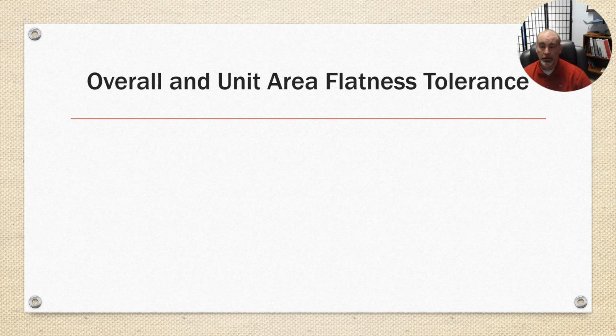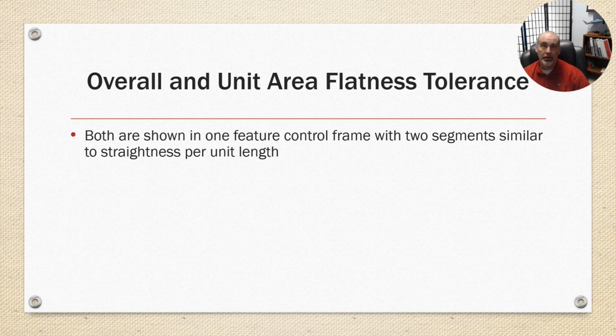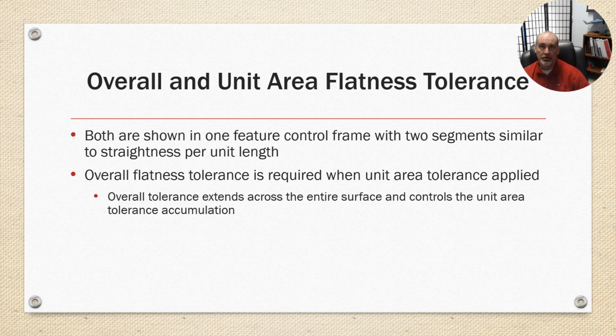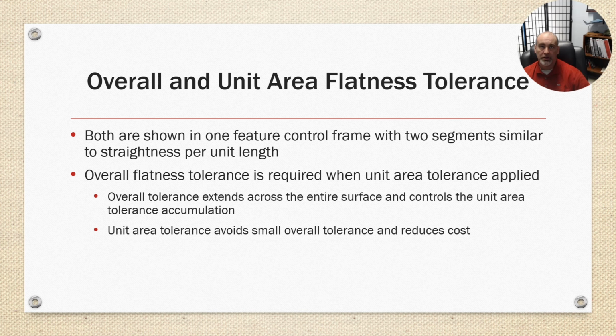And overall, in unit area flatness tolerance. Both are shown in one feature control frame with 2 segments, similar to straightness per unit of length. Overall flatness is required when the unit area tolerance is applied. Overall tolerance extends across the entire surface and controls the unit area tolerance accumulation. And unit area tolerance avoids small overall tolerance and reduces cost. Overall flatness tolerance is larger.